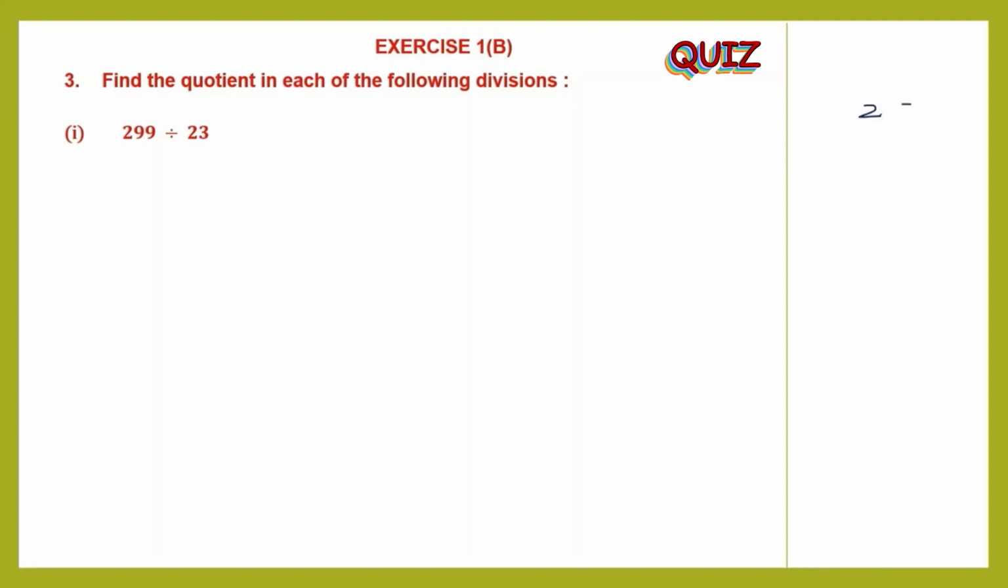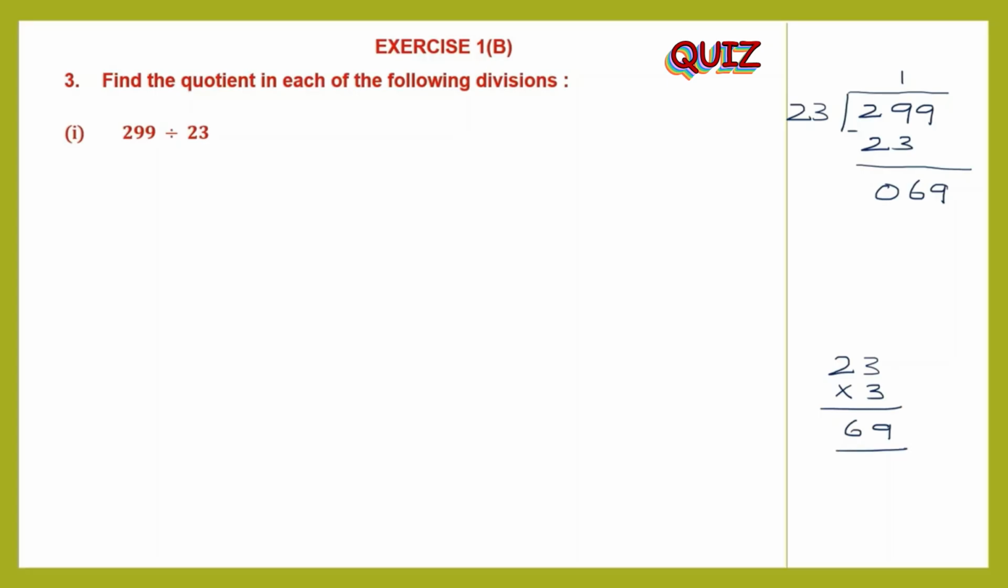299 divided by 23. So 29, let's take 29. So 23 ones are 23 minus. 9 minus 3 is 6. 2 minus 2 is 0. We bring down 9. We have 69. Now let's multiply 23 into 3 and see whether we get 69. 3 3s are 9. 3 2s are 6. Yes, we've got 69. So 23 into 3 is 69 minus we've got 0.